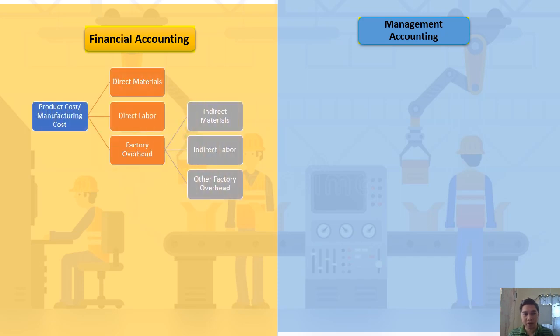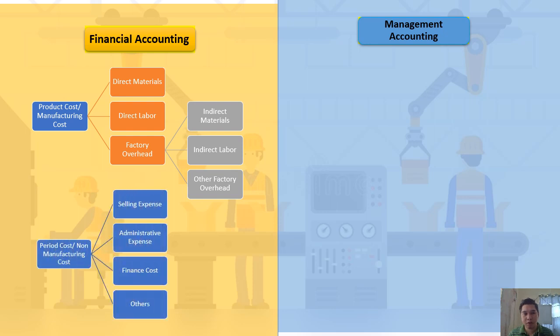We have the product cost, manufacturing cost. Then, under product cost and manufacturing cost, we have the direct materials, direct labor, and factory overhead. Under factory overhead, we have indirect materials, indirect labor, and factory overhead. Then sa ilalim, we have the period cost. Under ng period cost, we have selling expense, administrative expense, finance cost, and others.